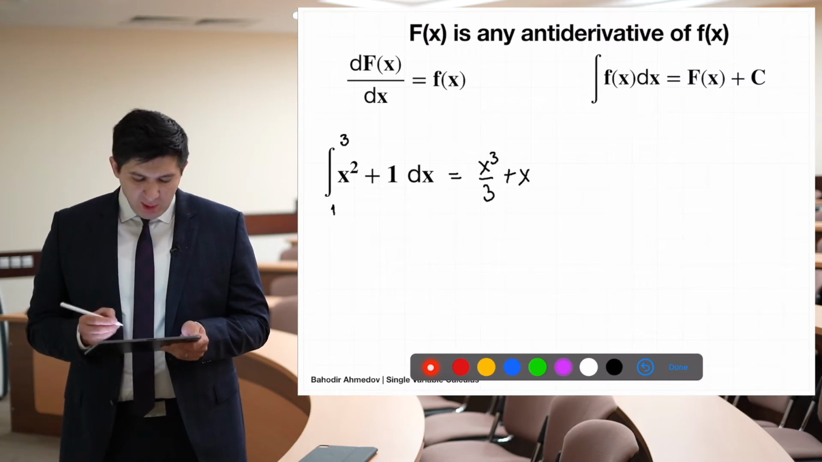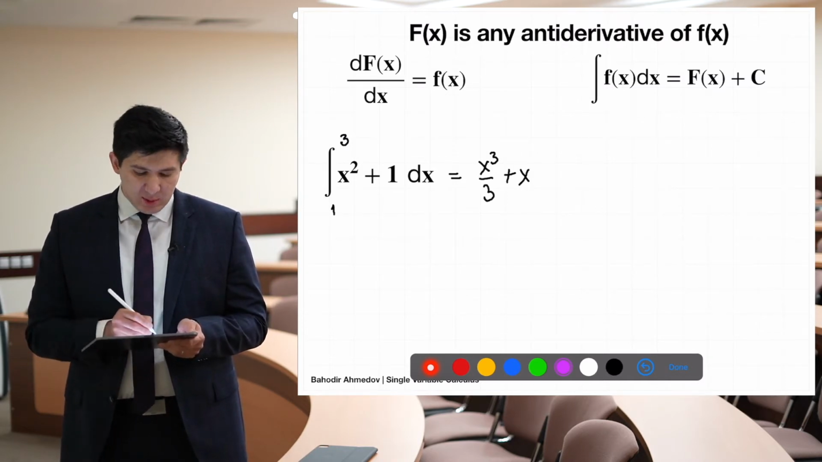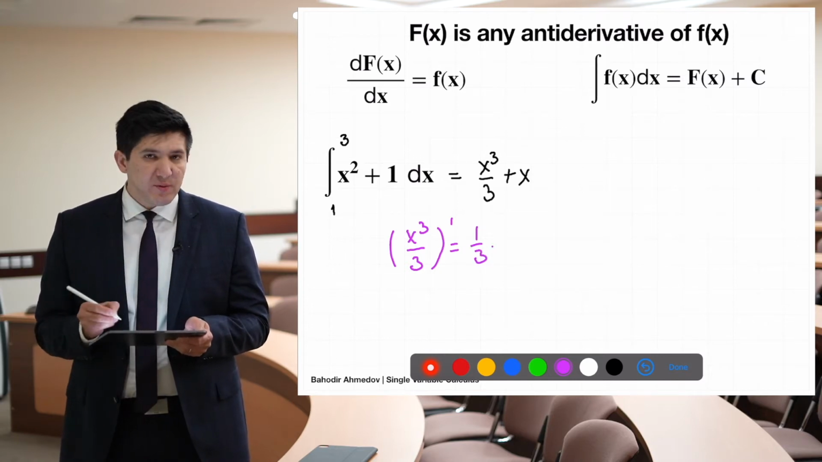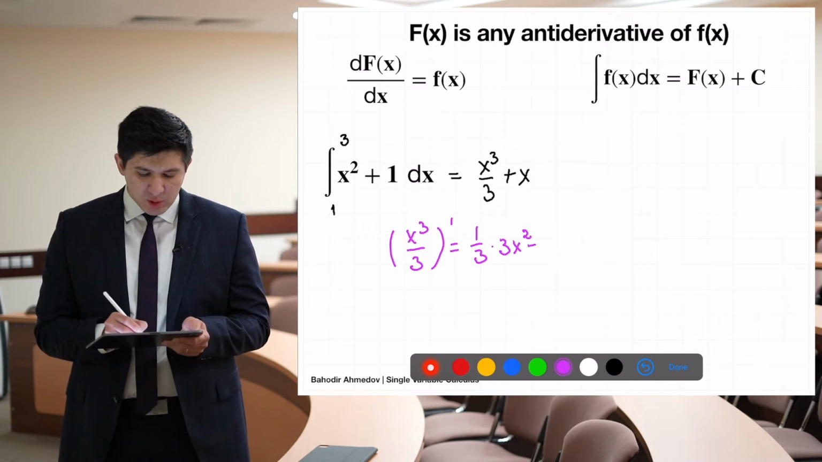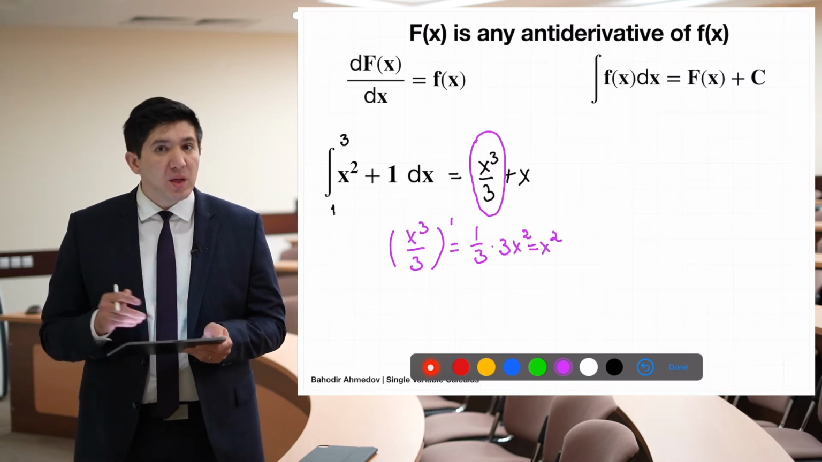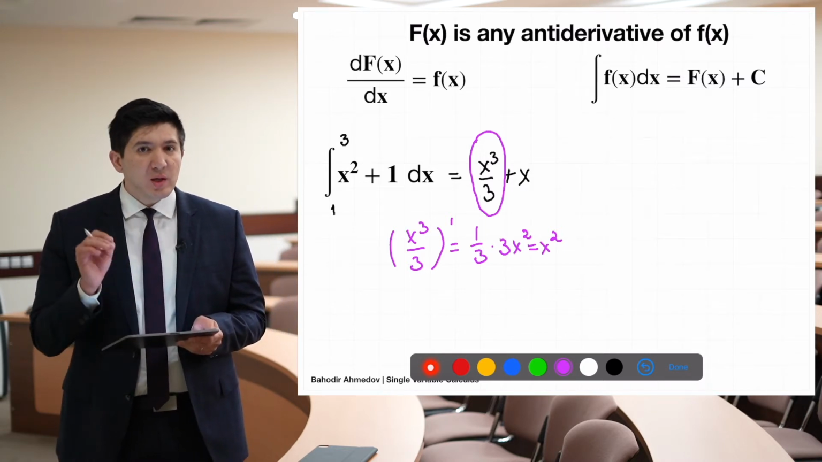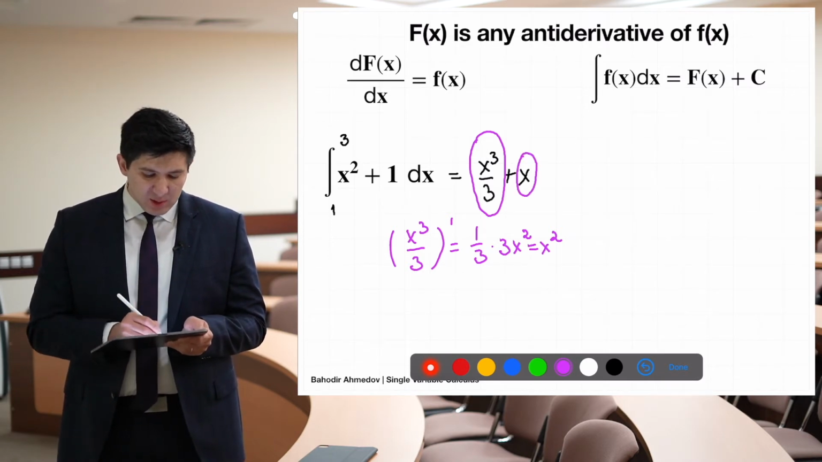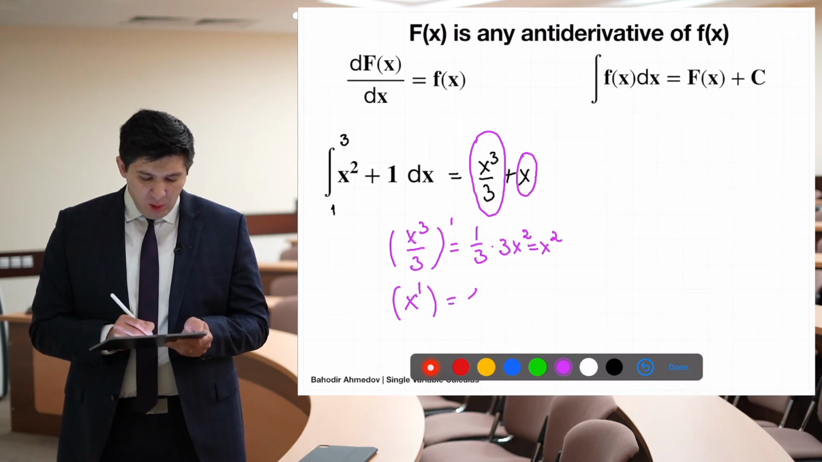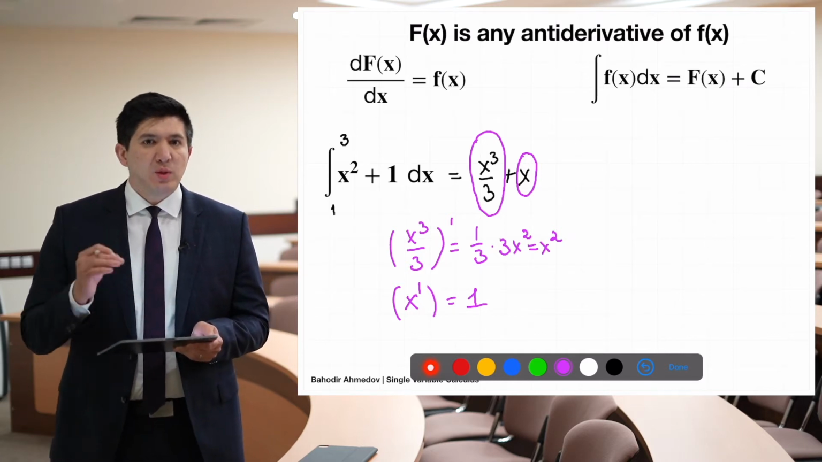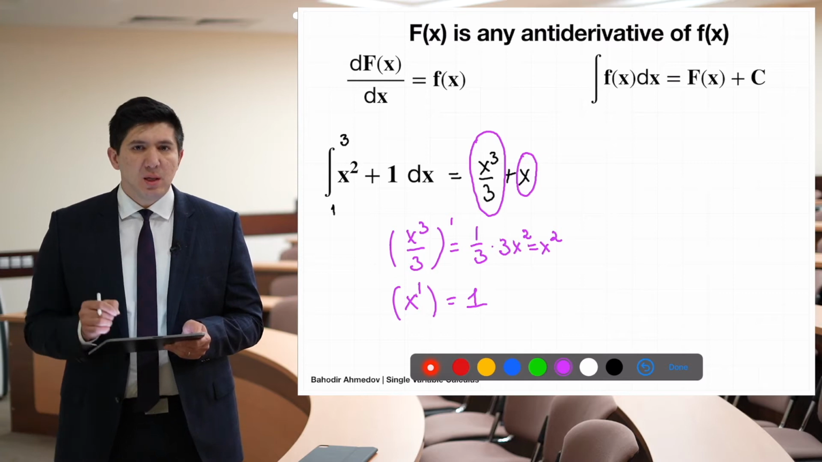The reason why the antiderivative of x squared is x cubed over 3 is because if you take the derivative of x cubed over 3, you're going to get 1 over 3 times the derivative of x cubed, which is 3x squared, which is going to be equal to x squared. So the reason why we chose x cubed over 3 is because its derivative is x squared, and you are given x squared. At the same time, the antiderivative of 1 is x, because the derivative of x is equal to 1. Again, if you're given 1, its antiderivative is going to be x.